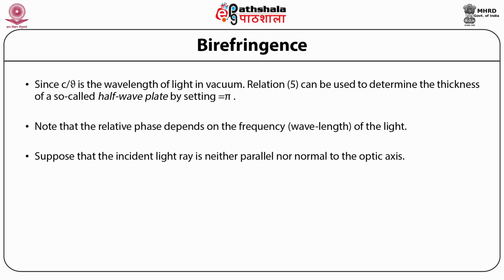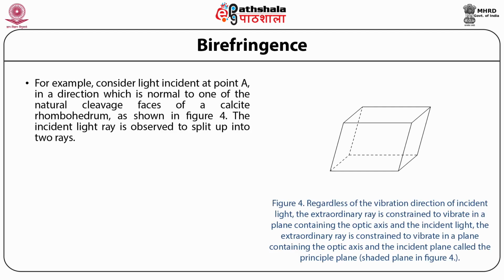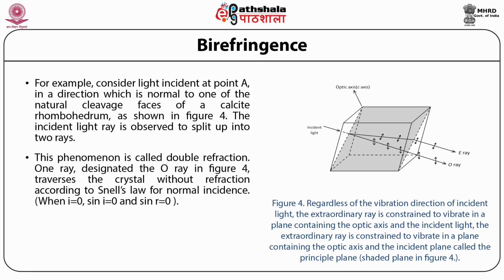Suppose that the incident light ray is neither parallel nor normal to the optic axis. For example, consider light incident at point A in a direction which is normal to one of the natural cleavage faces of a calcite rhombohedron as shown in figure 4. The incident light ray is observed to split into two rays. This phenomenon is called double refraction.